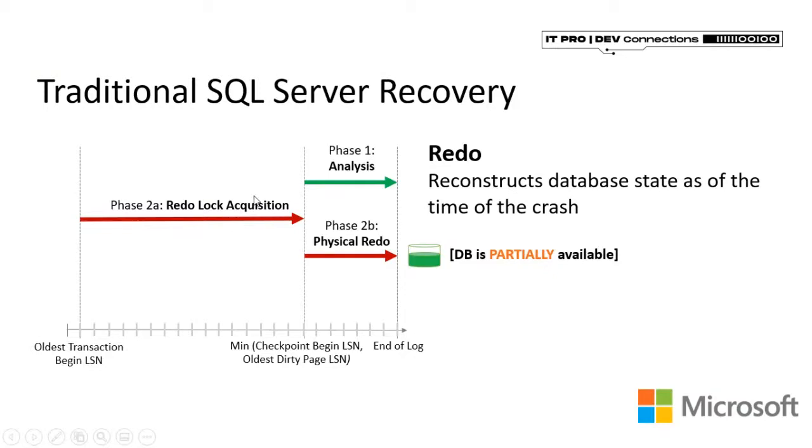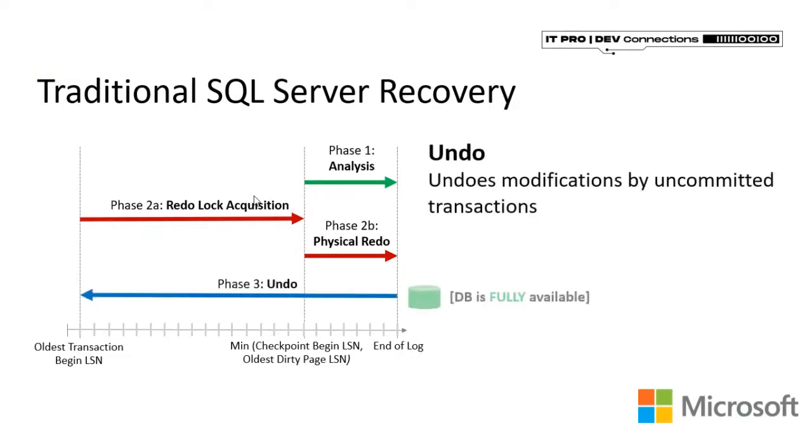And your database is technically online, but you still cannot access a bunch of tables, and you have to wait effectively for the third part, which is the undo process. The goal of that is to undo any modifications by these uncommitted transactions, right? So they were in flight when the crash occurred, and now they are rolled back.